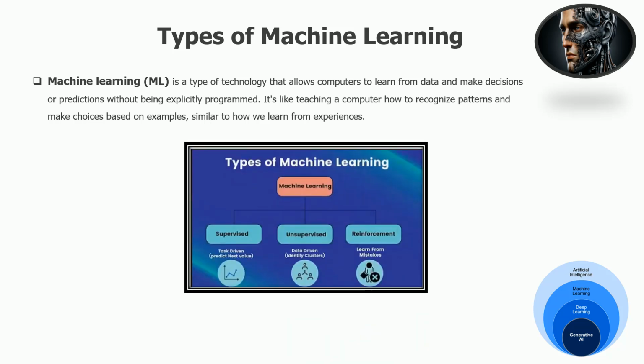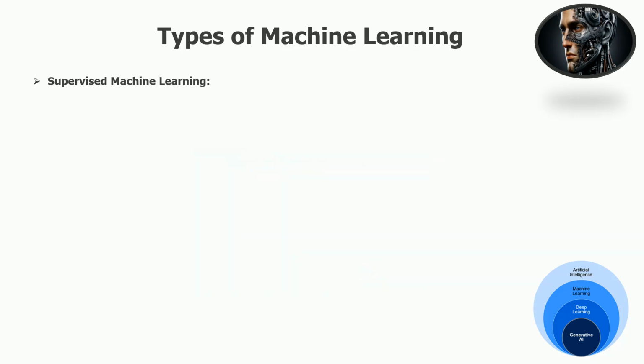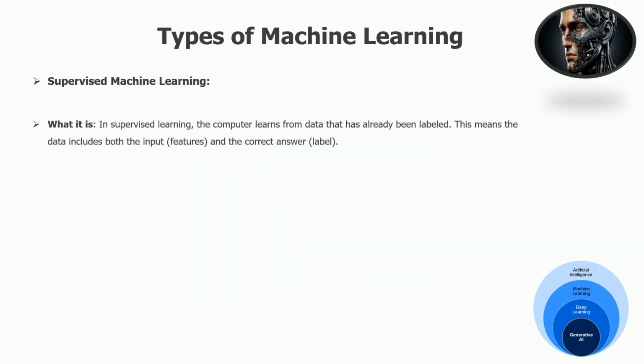And we have three types of machine learning. The first one is supervised, the second one is unsupervised, and the third one is reinforcement. So we need to understand all of them one by one. So let's start. Supervised machine learning.